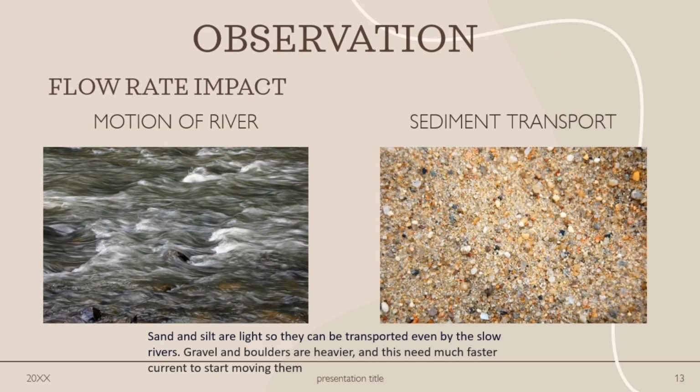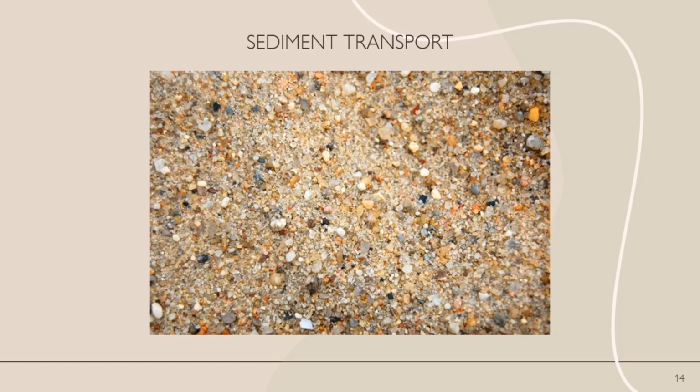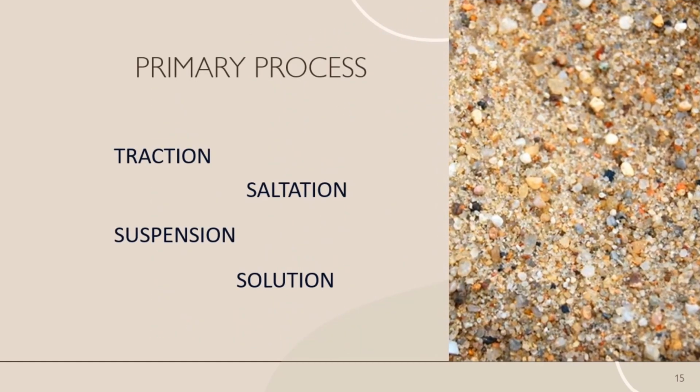Based on the flow rate result that we got before, now we can do the observation of the river. As we know, flow rate may impact the motion of the river and also the sediment transport. In this study case, we are going to focus on the sediment transport. The impact of flow rate on sediment transport is that sand and silt are light, so they can be transported even by slow rivers, while gravel and boulders are heavier and need a much faster current to start moving them. The primary processes of sediment transport are traction, saltation, suspension and solution.